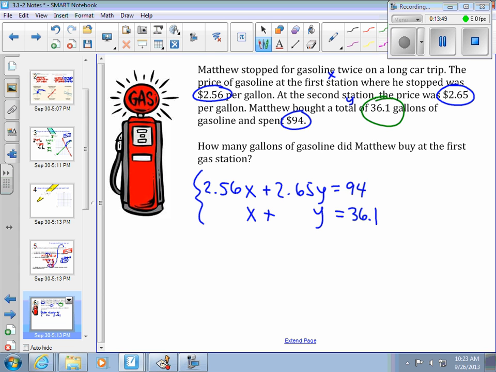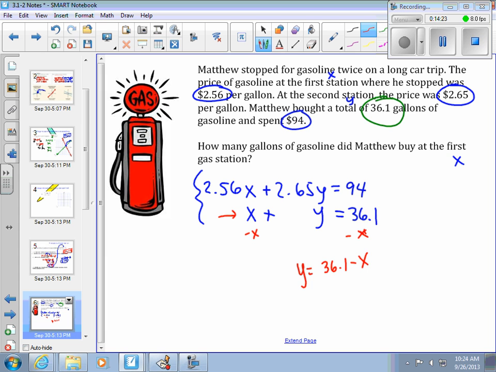Now, this would probably be a good one to do that substitution. We're trying to find x. How much did he buy at the first station? So if we solve one of these 2 equations for y and use substitution, we can get it. The easiest equation to solve for y looks like the second equation here. Let's solve that for y. So if we subtract an x from both sides, we get the equation y equals 36.1 minus x. Now use substitution and you can get the answer.